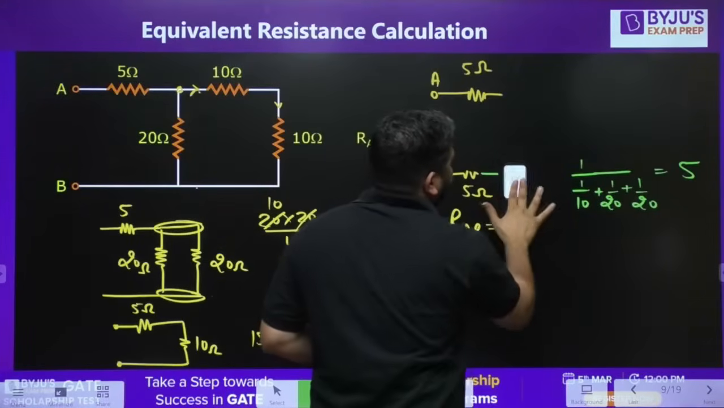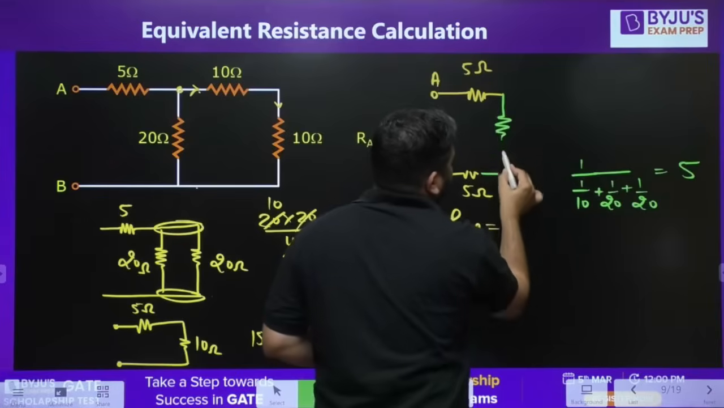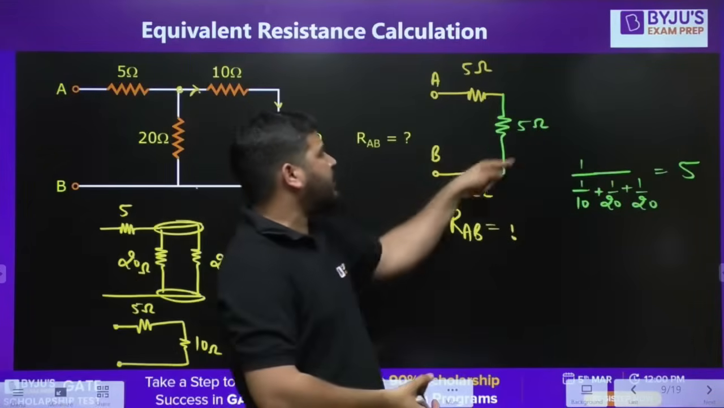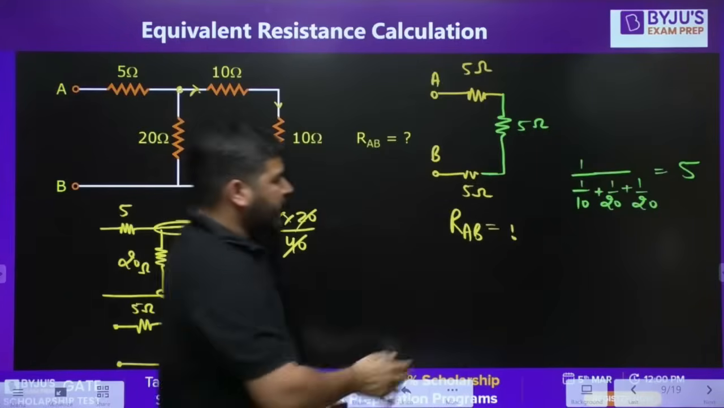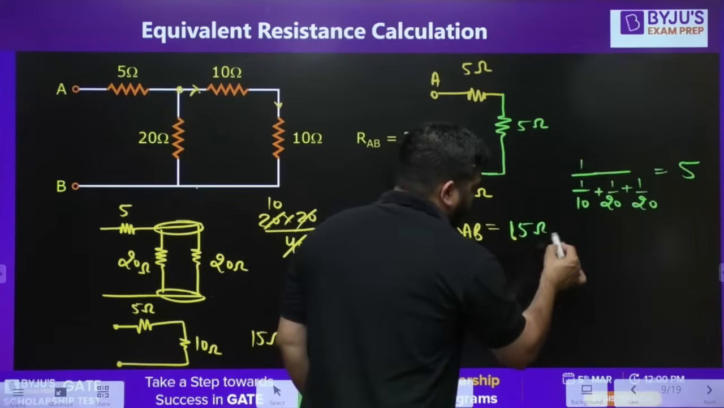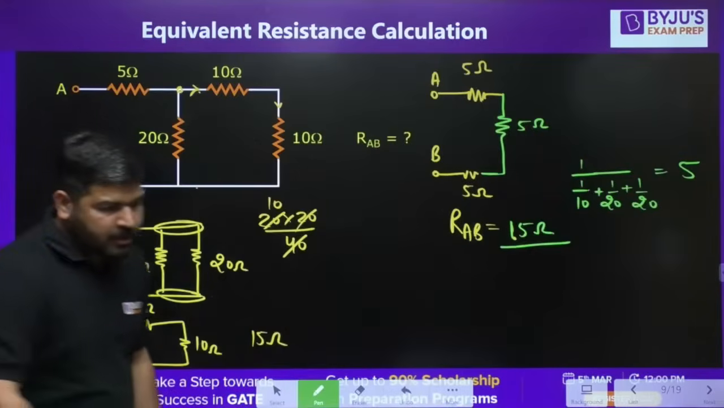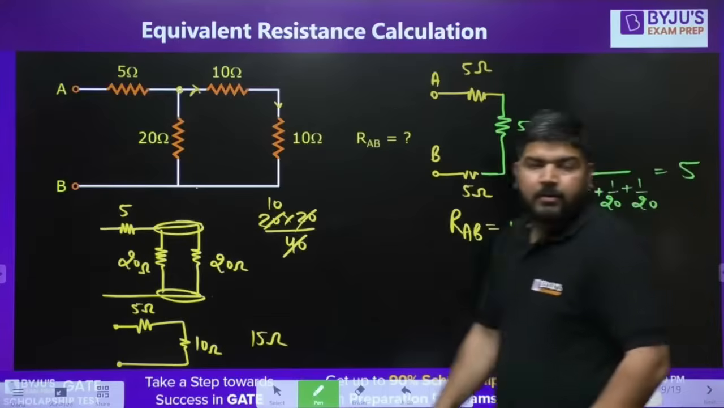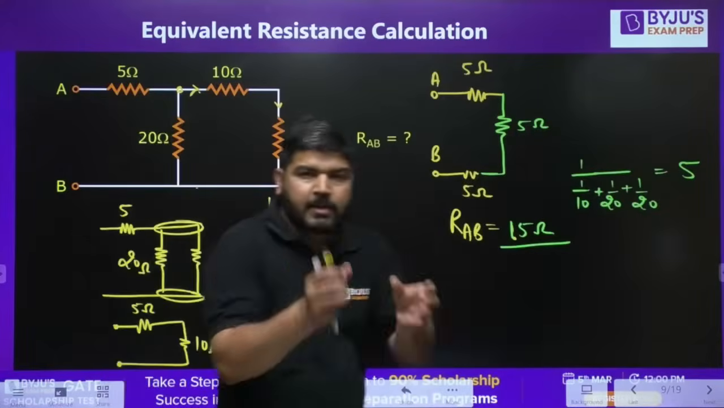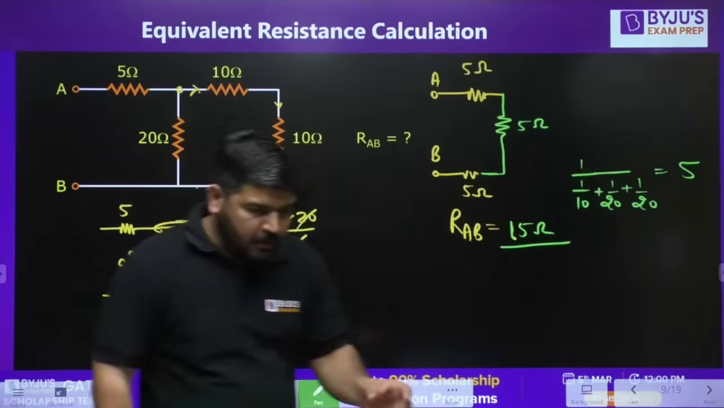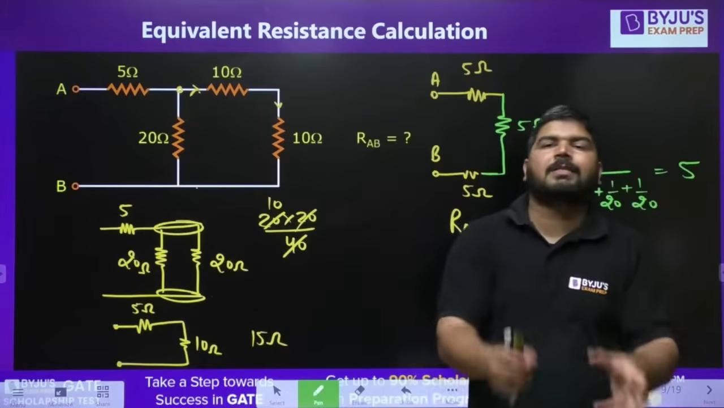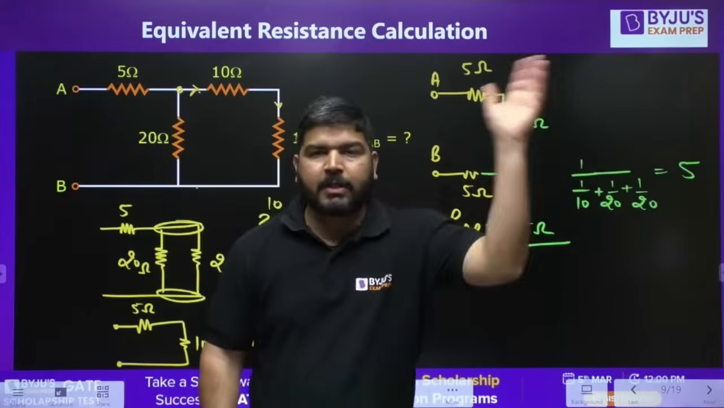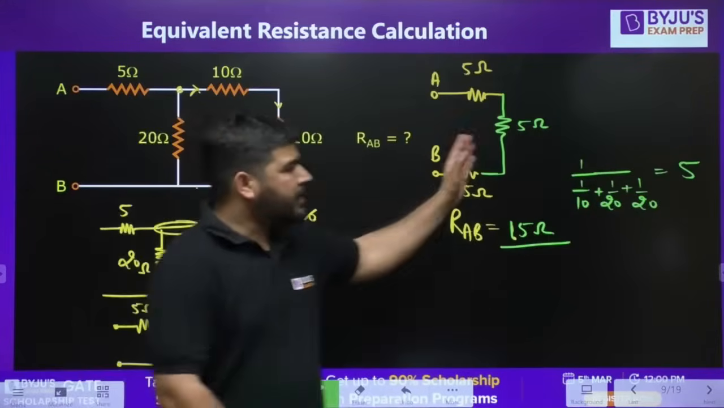Now you can replace this entire branch with 5 ohm. I hope it is clear. Now these three resistances are in series, you can add them. So the answer is 15 ohm. I hope it is clear. So this question was very easy, easy peasy. You have to start from some point. First you have to look which two resistances are in series or in parallel. Start from that point, combine it, and then proceed. So it's easy peasy.